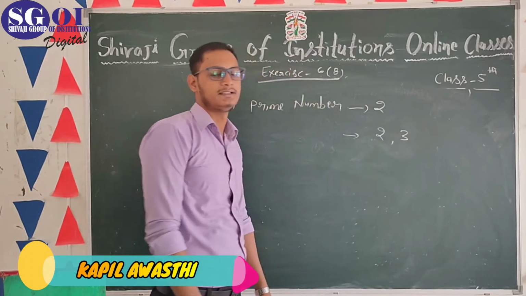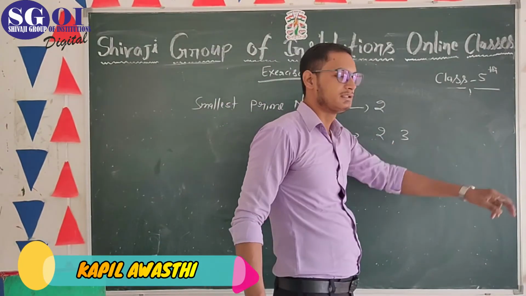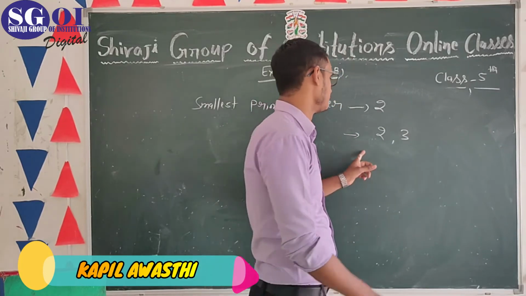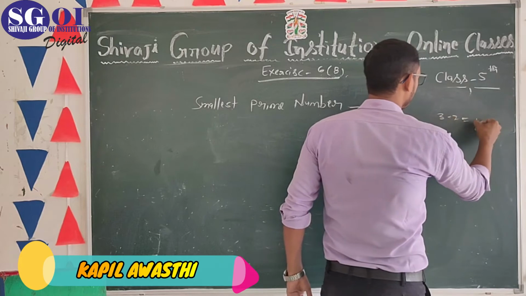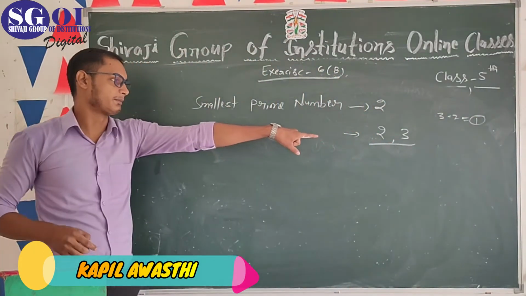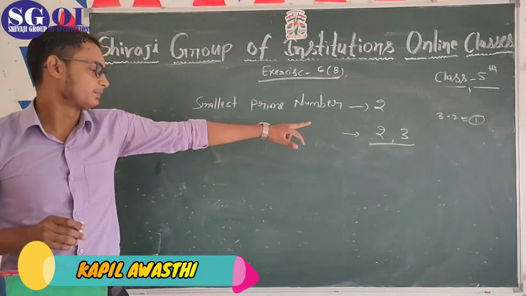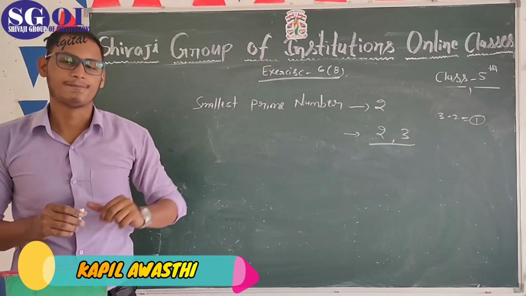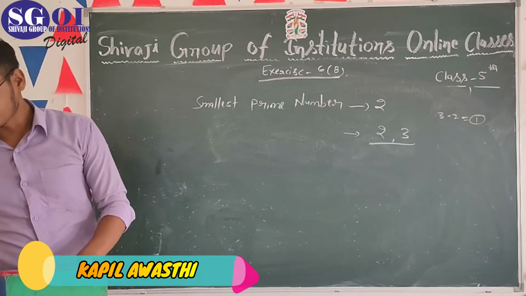2, 3, 5, 7 are prime numbers. 3 minus 2 is equal to 1. So the two prime numbers whose difference is 1 are 2 and 3. Understood? Next, question number 3.